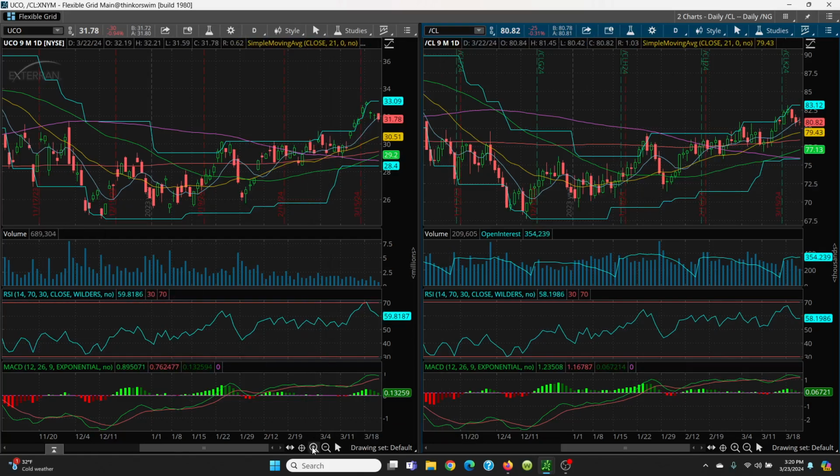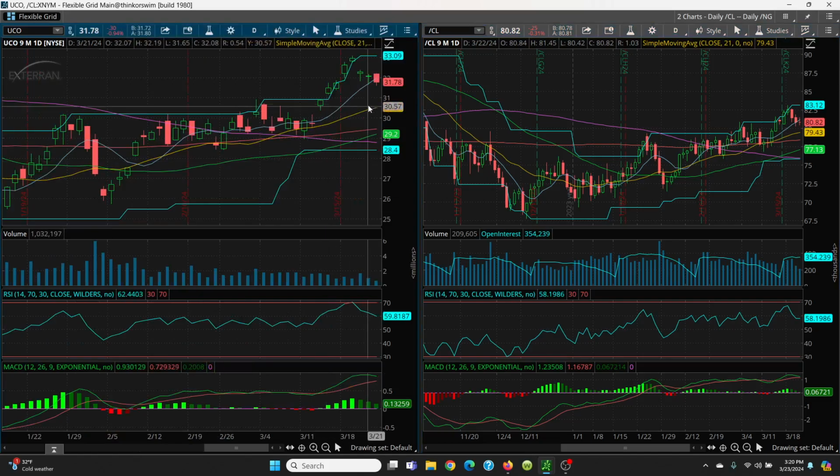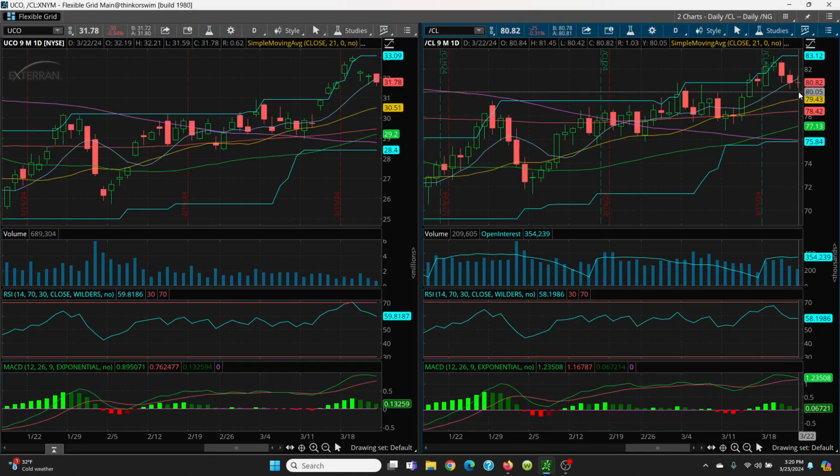So like right here. Now, what we're looking for here on UCO, you can see on the actual commodity we had an inside day, which means your high and low is within the high and low of the previous day. Now, what do we have here? We had actually 31.59 as a low, and right there 31.65 was the previous day. So we had a lower low. See, that's the leverage part.